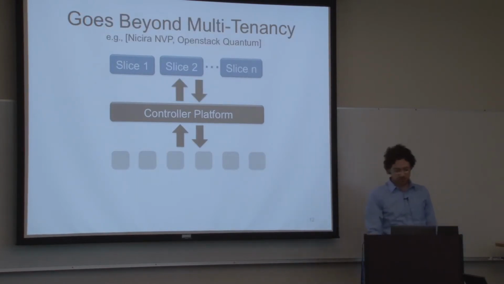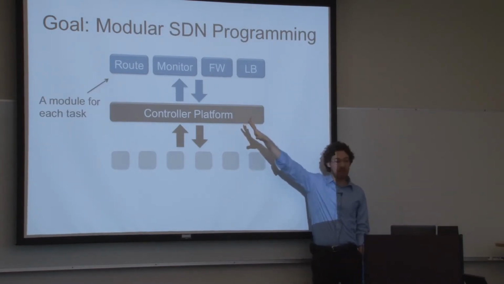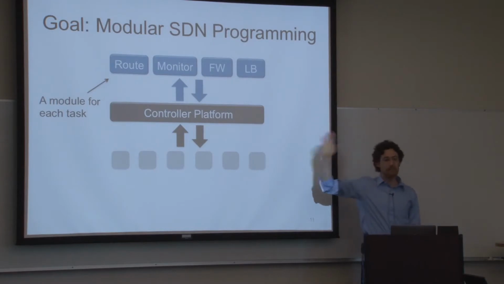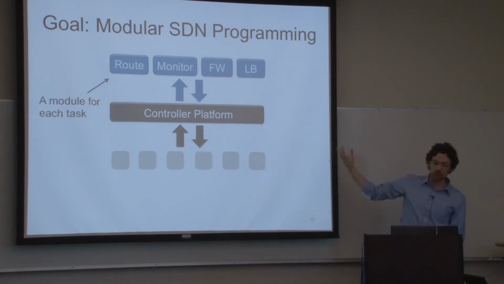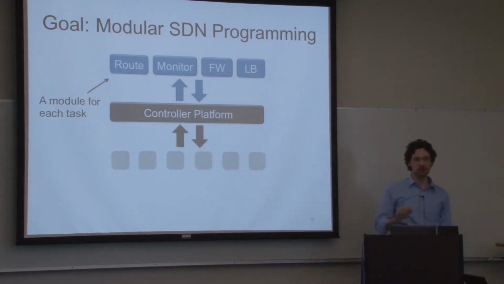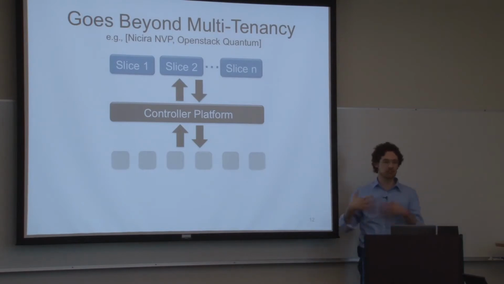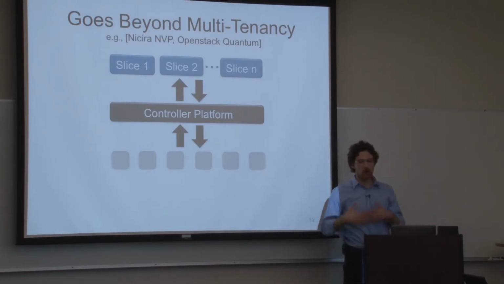So, just to be clear, we've got several modules that we write independently, and we want them to be able to interact on the same traffic that's flowing through the system and produce correct behavior in a way that's intuitive and easy to write for the programmer, easy to specify, easy to reason about and test. And this is going significantly beyond standard multi-tenancy work.